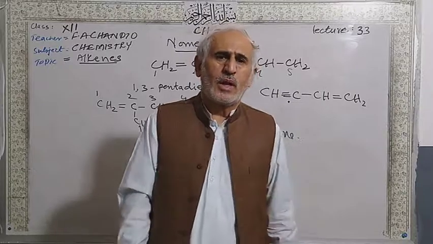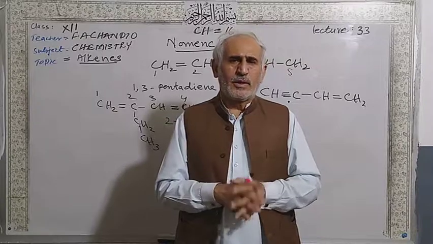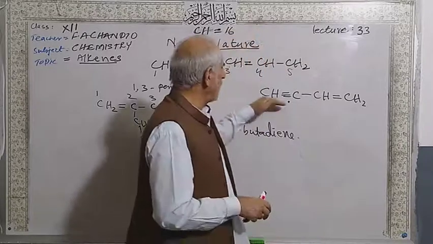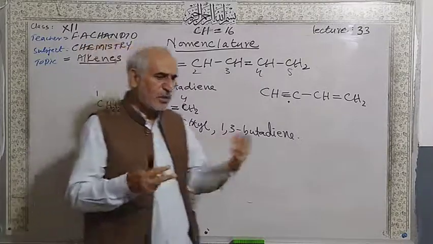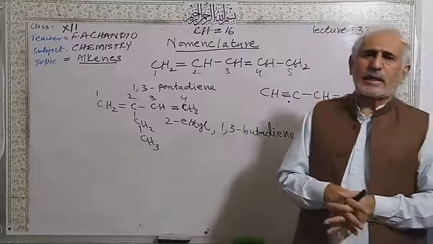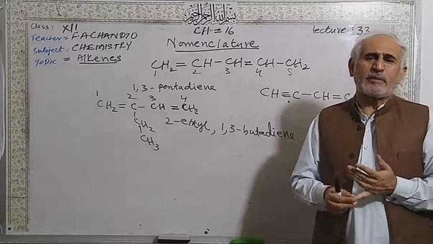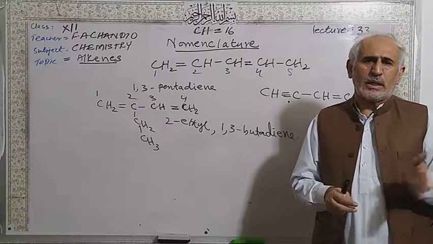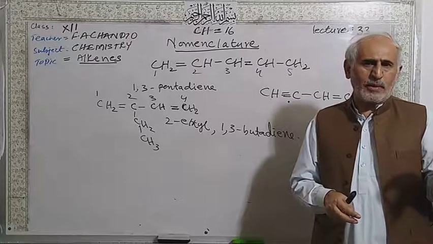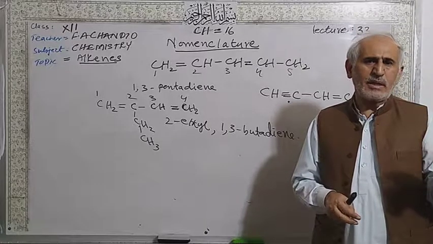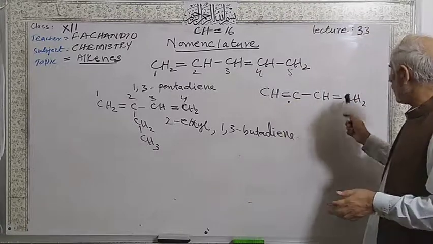If the position of the double bond and triple bond is similar on either side, then according to reactivity, the double bond is the most reactive. Reactivity, I am telling you: double bond is most reactive, then triple bond, then arene, benzene, then alkane. So the double bond is most reactive.